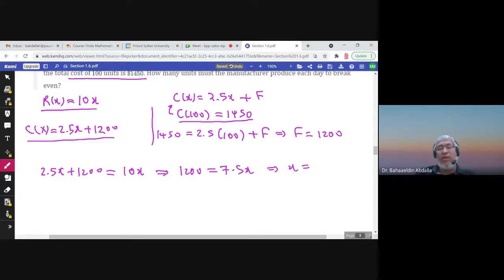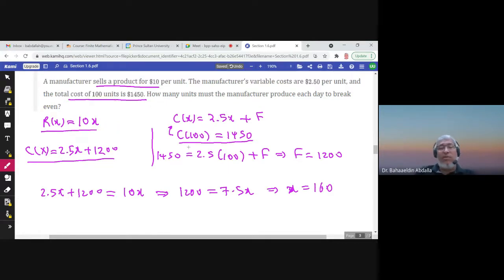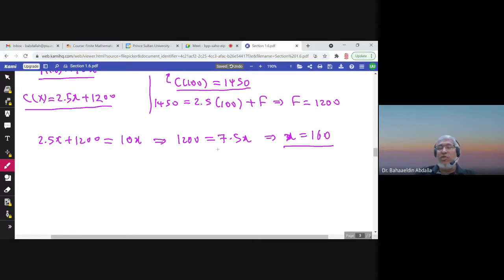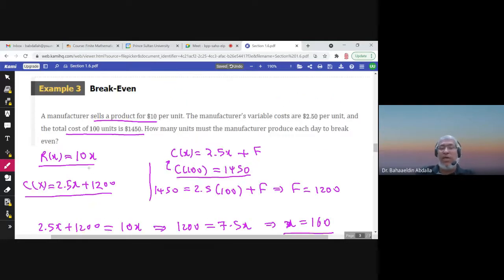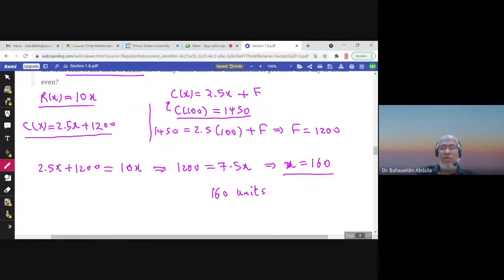And then x would be 1,200 over 7.5, which is 160. He is asking about how many units, so the number of units. So this is the answer. The number of units should be 160 units. He will break even if he produces 160 units.